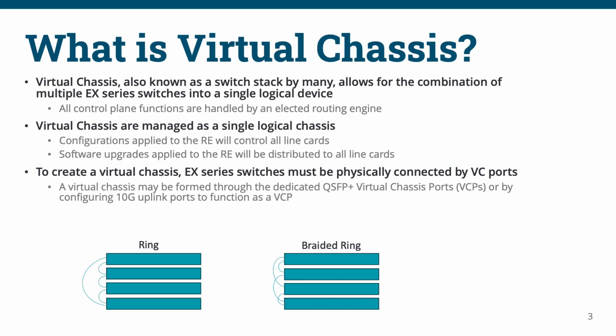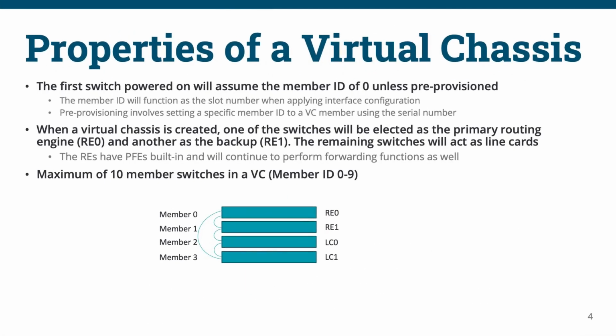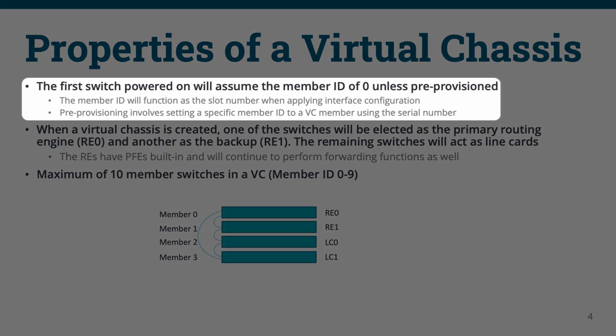Now that we have a sense of what a virtual chassis is, let's review some of the properties of a virtual chassis and the formation process. In a virtual chassis, the member switches are identified with an index number. This number can be manually assigned, or will automatically be incremented by 1 for each additional switch that is added as a member to the virtual chassis. The index number begins at 0, with the first switch in the chassis being member 0.